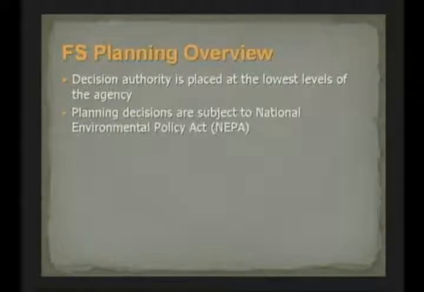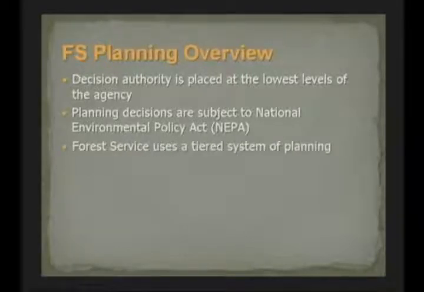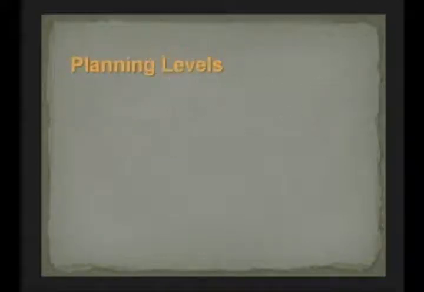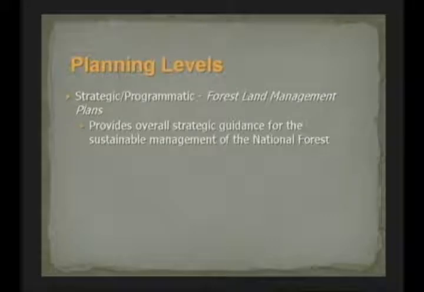Planning decisions are subject to the National Environmental Policy Act, or NEPA. The Forest Service uses a tiered system of planning. Let's look at the different planning levels. The strategic documents set the general or strategic direction for the forest, ranger district, or project area. They do not authorize specific actions or projects. The forest land management plans are strategic in nature.